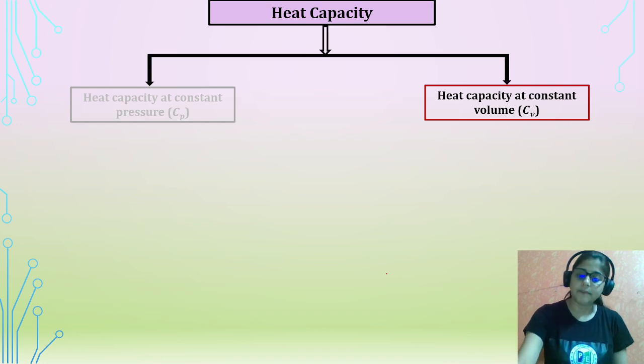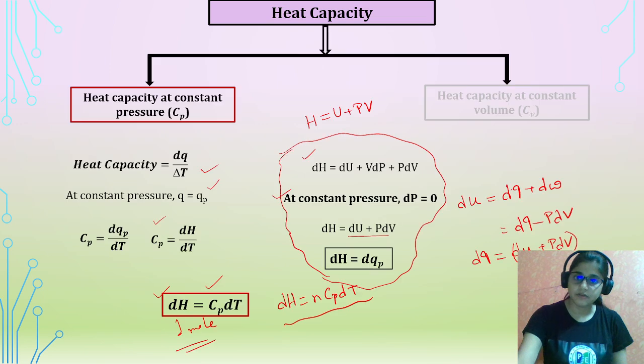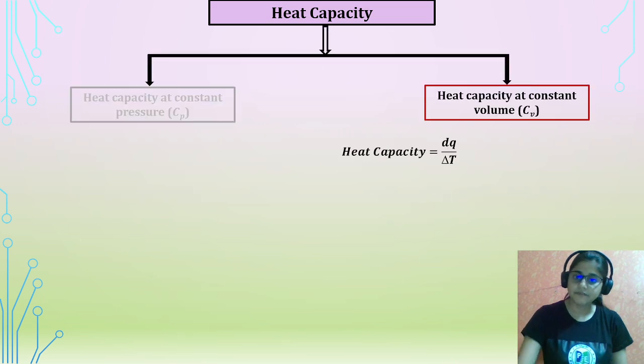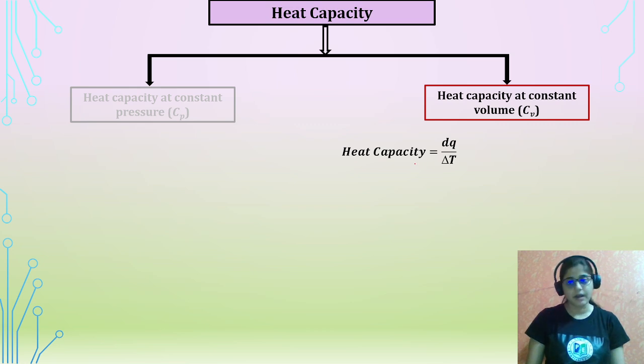Now heat capacity at constant volume. Fine. Heat capacity, we know, is delta Q by delta T for 1 gram of substance.